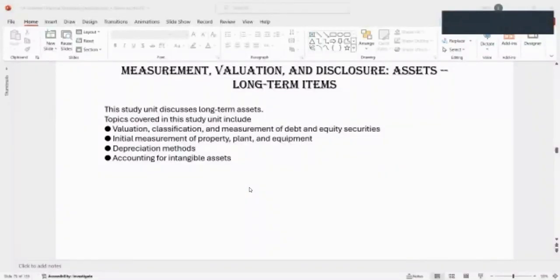Measurement, valuation, and disclosure. Assess long-term items. This study unit discusses long-term assets. Topics covered in this study include valuation, classification, and measurement of debt and equity securities. Initial measurement of property, plant, and equipment. Depreciation methods, accounting for intangible assets.